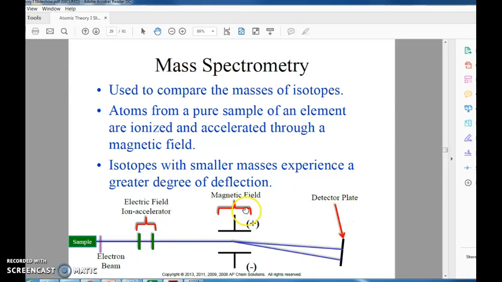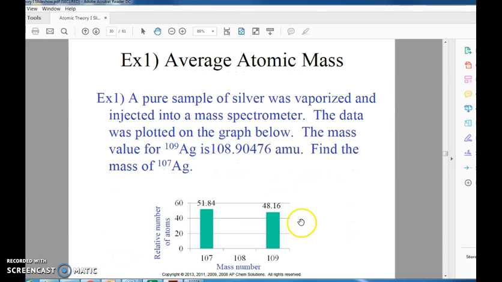All right, so back to our note sheet. What you see at the bottom of this next page is the output from this mass spectrometer. So if we have a pure sample of silver, for example, and we vaporized it, that means turned it into a gas. Okay, you can imagine that's going to require a really high temperature, and then inject it into a mass spectrometer. It's going to go through and be ionized and then turned by that magnetic field, and then those silver atoms are going to turn and hit the plate.